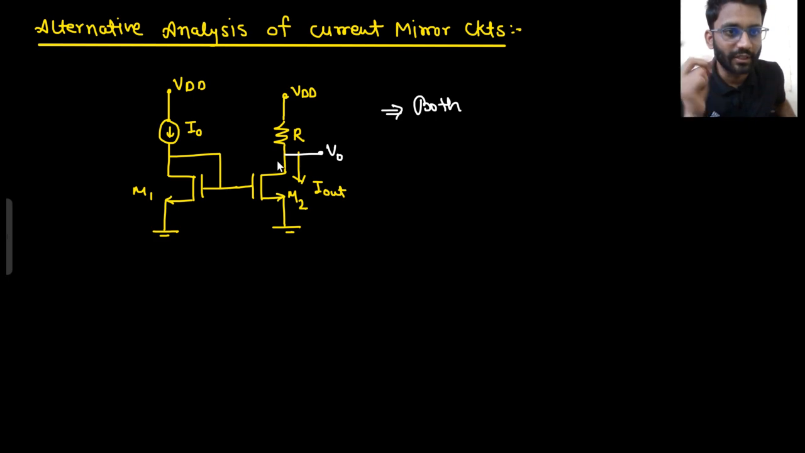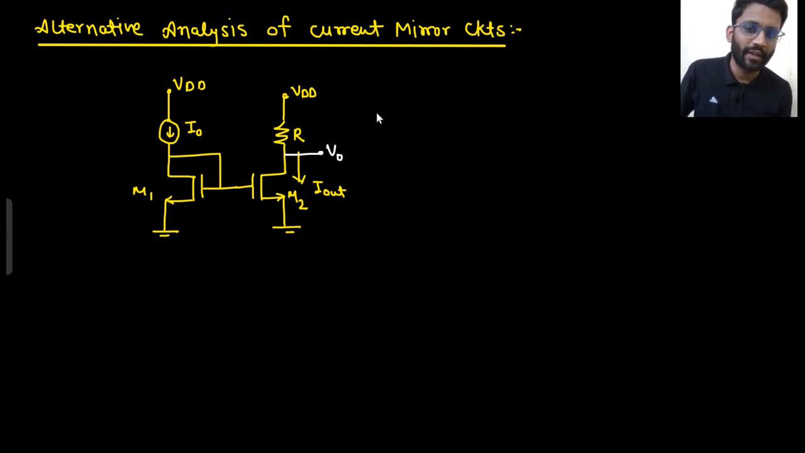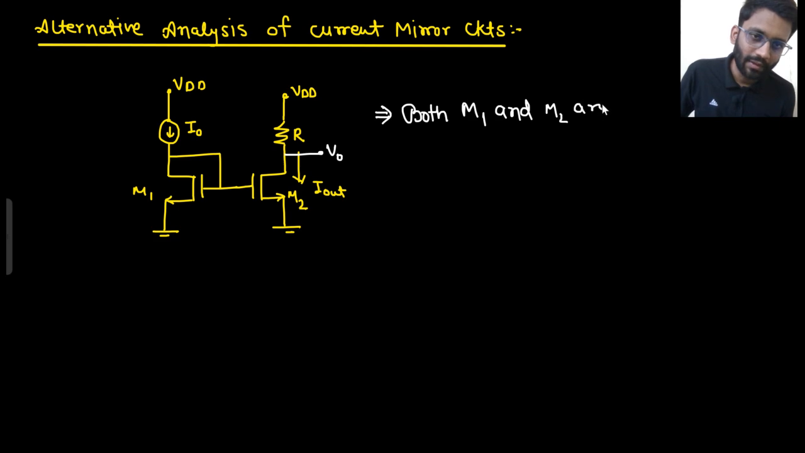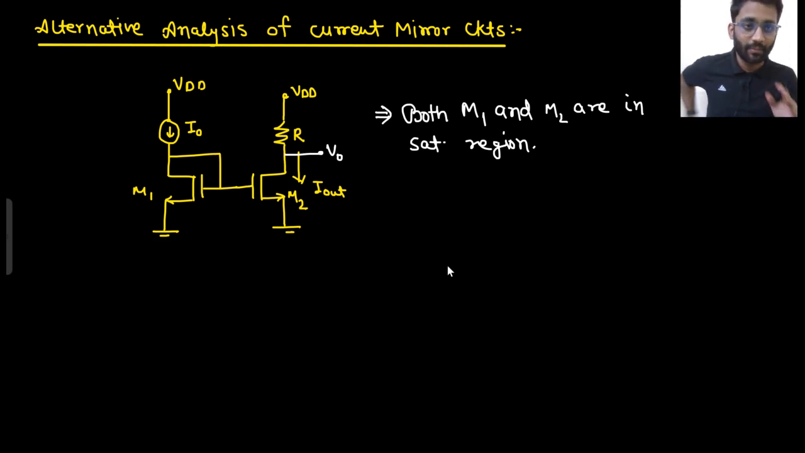How will you make sure? By adjusting VDD and R. If you adjust VDD and R, V0 will be adjusted. So you have to keep V0 such that your M2 is working in saturation region. So what is the condition for current mirror? Both M1 and M2 are working in saturation region. This is the major condition, that both should be working in saturation region. If one of them is in linear, then the situation will be different.